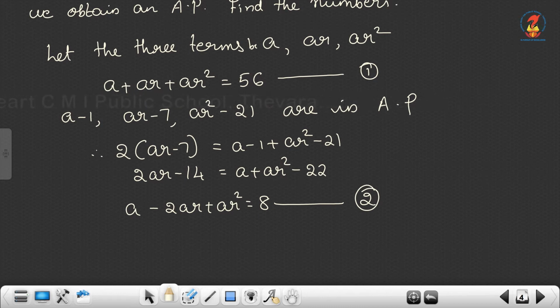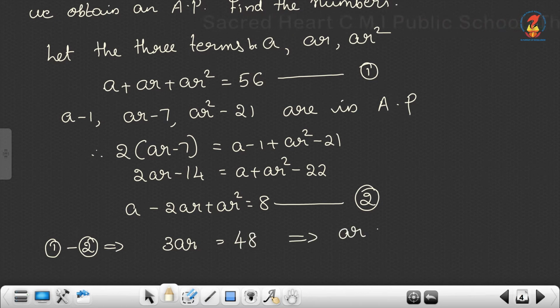Now compare 1 and 2. a and ar square are the same. Only the middle term is different. So we can subtract 1 minus 2. a minus a is 0. ar minus 2ar is 3ar. ar square minus ar square is 0. And 56 minus 8, that is 48. Which implies ar is equal to 48 by 3. 48 by 3 is 16.